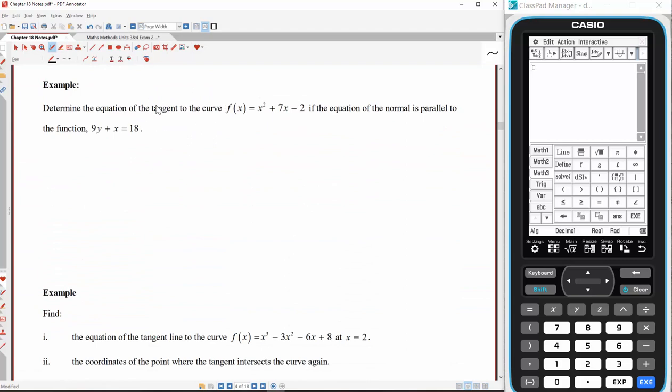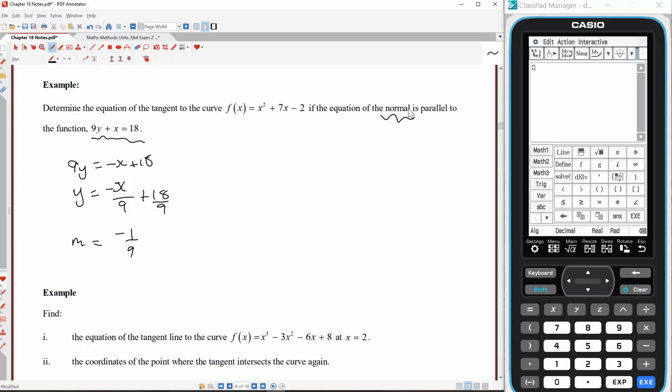Right, this one here: determine the equation of the tangent to the curve f of x equals that, if the equation of the normal is parallel to the function 9y plus x equals 18. Well, if it's parallel to this line here, the equation of the normal, let's put this function into y equals mx plus c form and pull out the gradient of this line. Okay, m of that line is -1 over 9.